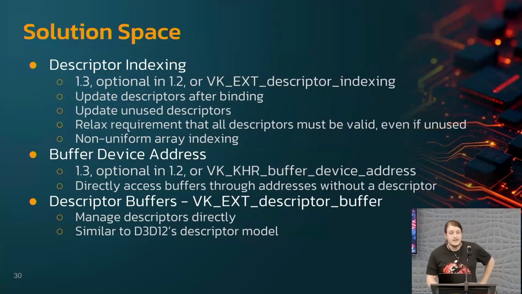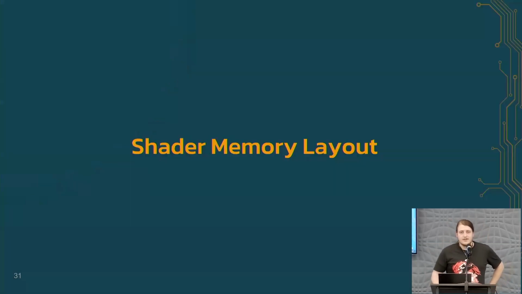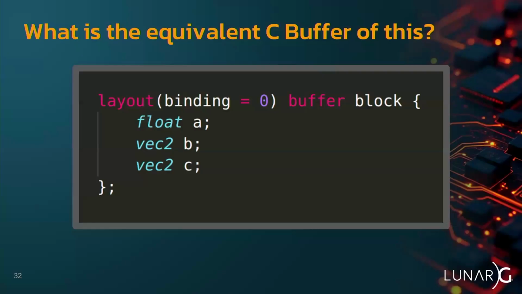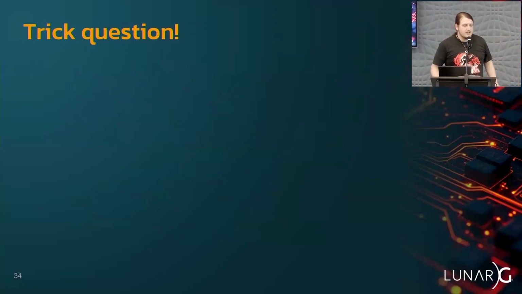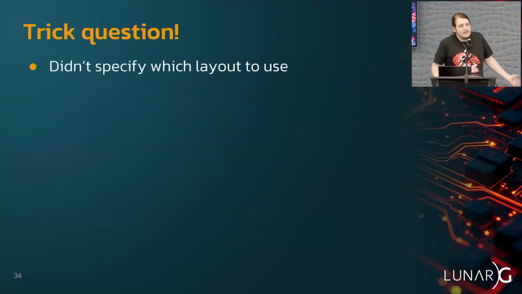Oh, whatever. Okay. Shader memory layout. Here's a fun question I'll let you mull over: how do you write a C buffer that mirrors the data layout of this GLSL struct? If you have an answer, tell me afterwards. And here's a different one with a different layout. And I'll cut to the chase. It was a trick question. I didn't tell you what the layout was. How can you know what layout on the CPU you need to use if you don't know the data layout on the GPU?